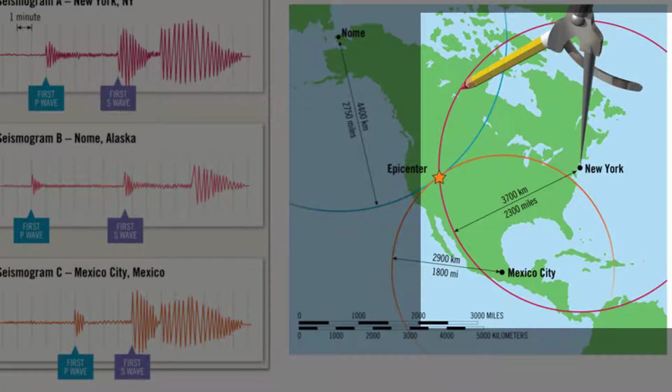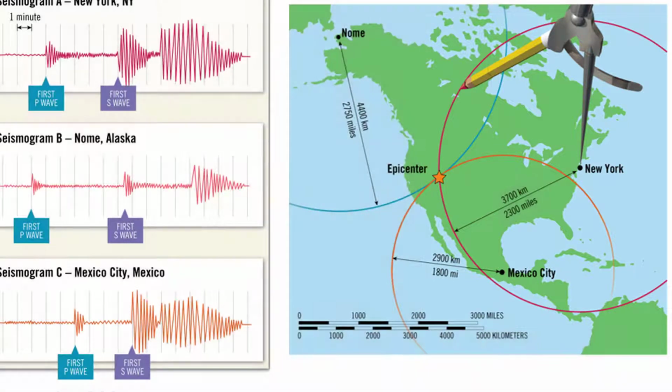So what we would do with a compass is we would center the needle on New York and draw a circle with a radius of 3,700 kilometers. Now the epicenter could occur anywhere on this circle. We don't know where on the circle it occurs, we just know that it's somewhere 3,700 kilometers from New York. To locate the actual epicenter, we need data from 2 other locations, because if we draw circles centered on those other 2 locations, the epicenter will be located where all 3 circles intersect.